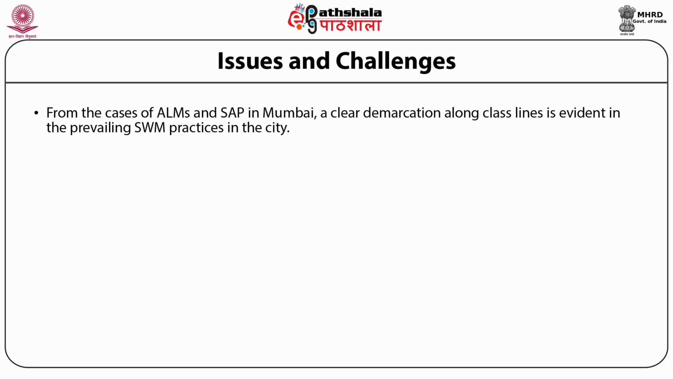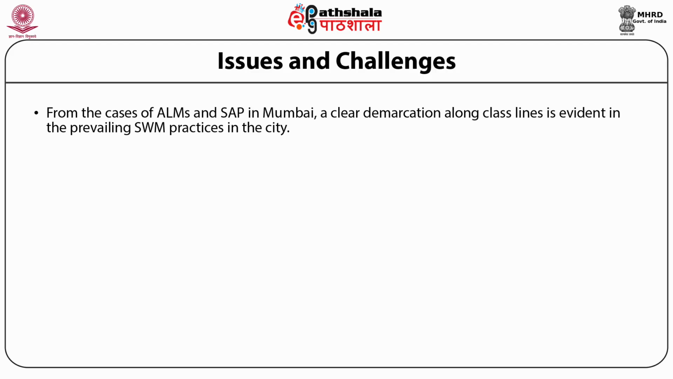From the cases of ALMs and SAP in Mumbai, a clear demarcation along class lines is evident in the prevailing SWM practices in the city. The greater involvement of communities has complicated the SWM scenario in Mumbai, resulting in a clash of interest on the ground. The MCGM has greatly divested itself of the sole responsibility of SWM by involving communities and passed on its obligatory functions to agencies that are often unaccountable.